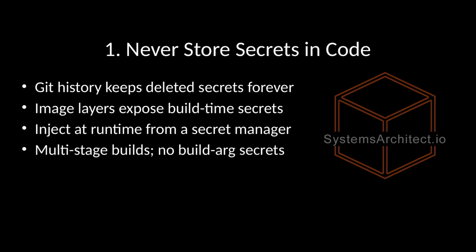First, never store secrets in code. Hard coding secrets in source, config, or container images leaves a permanent trail in Git history, image layers, and backups. Deleting the file does not erase history. GitHub reported over 12 million secret leaks in public repos in 2024, and scanners harvest public and private repos. Passwords from years ago could still show up with git log.